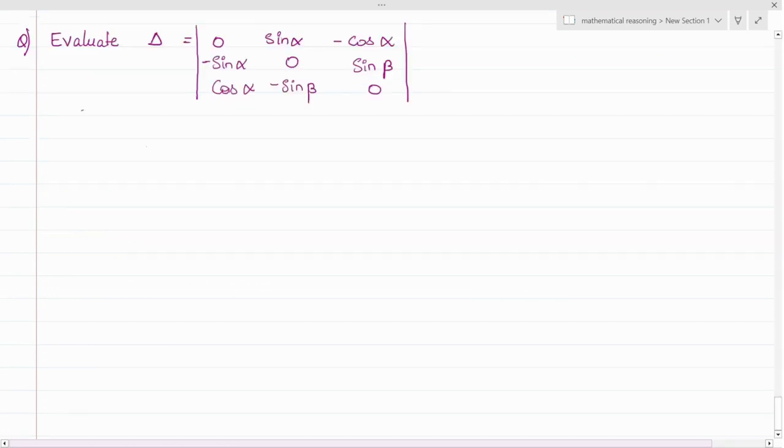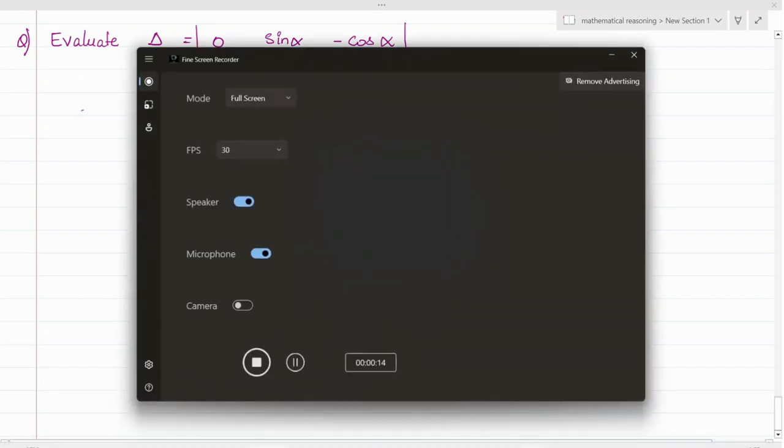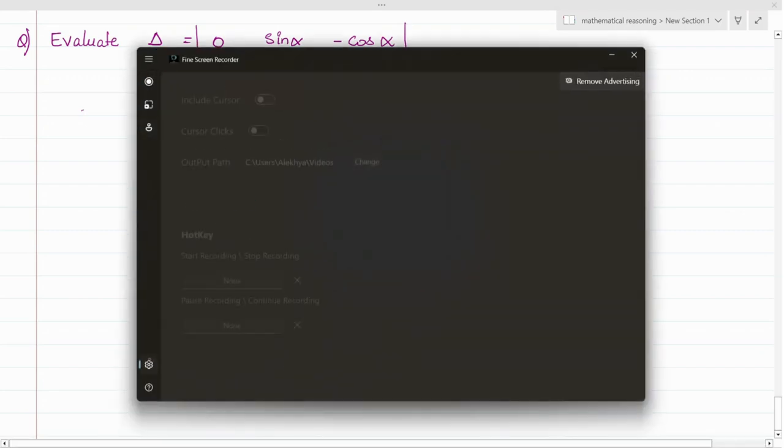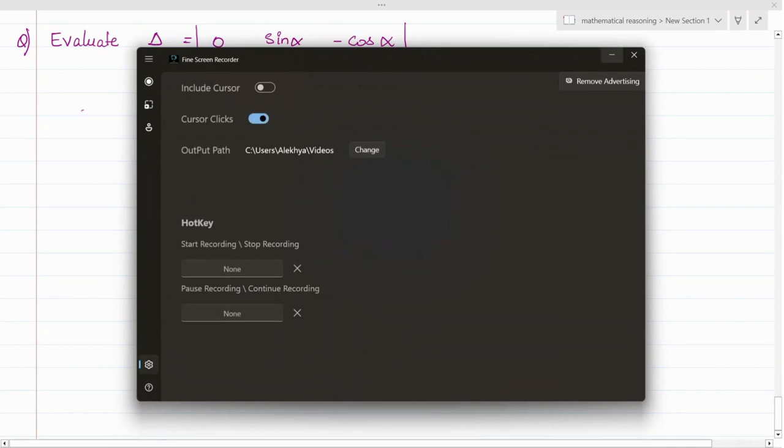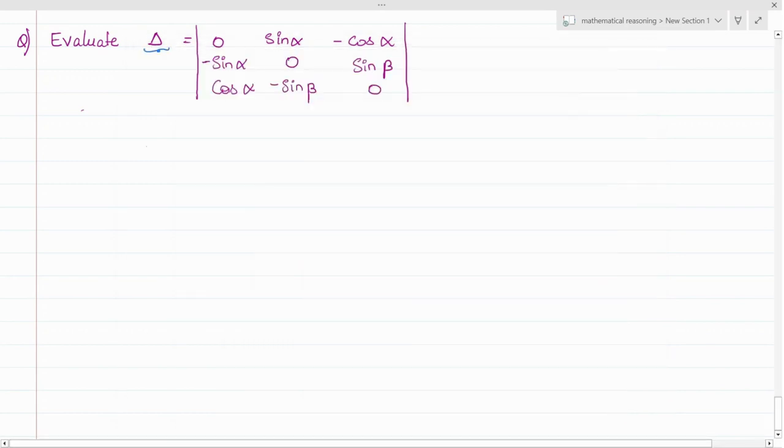In this question, we need to find the value of delta. So what is delta? Just the determinant of this whole thing. Delta is nothing but the determinant of these elements. So how to do it? A11, that is 0, into the determinant, that is M11.